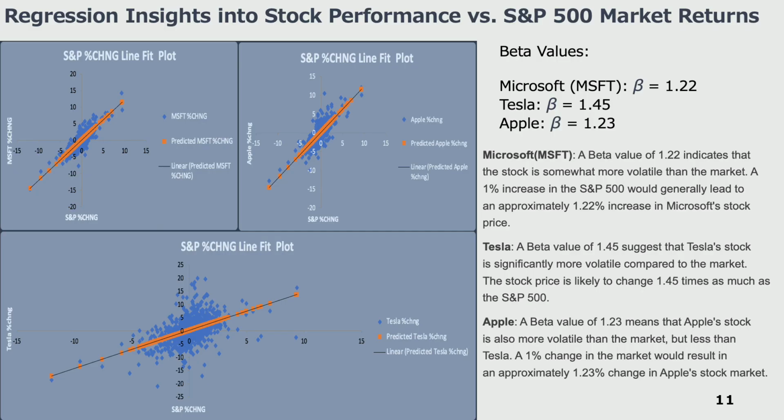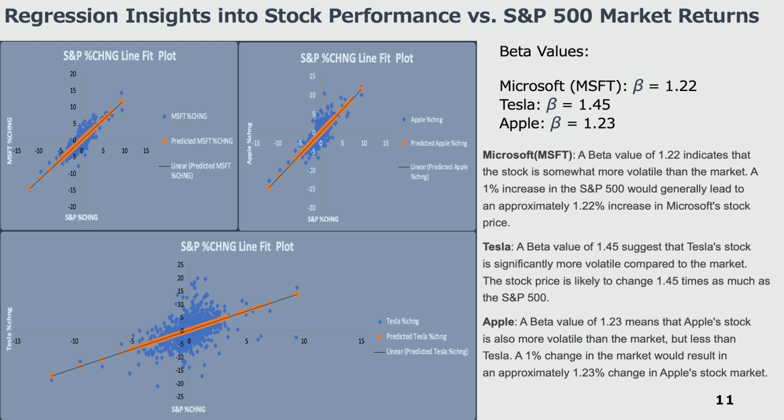I have also built a regression model to get insight into stock performance versus S&P 500 market returns. Coming from the visualization, the beta values are Microsoft 1.22, Tesla 1.45, Apple 1.23. Microsoft, with a beta value of 1.22, is greater than 1. It indicates that the stock is somewhat more volatile than the market. A 1% increase in the S&P 500 would generally lead to an approximately 1.22% increase in Microsoft's stock price.